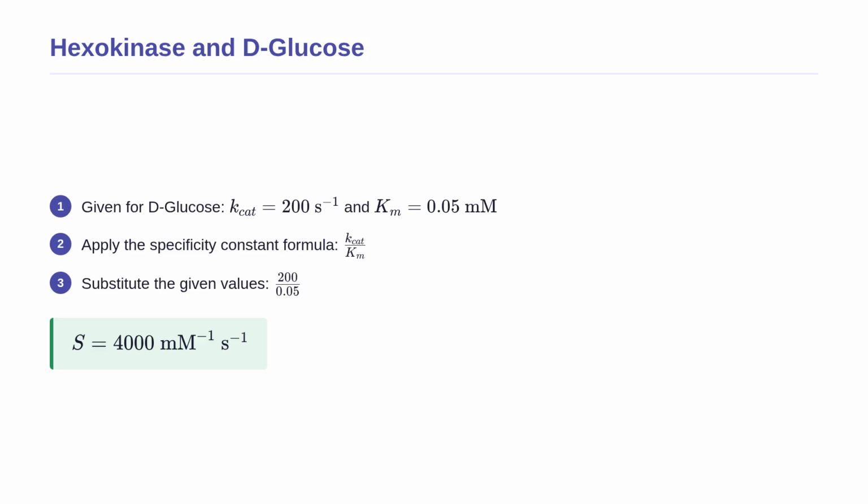We substitute our values, dividing 200 by 0.05. This gives us a final answer of 4,000. This large number tells us that hexokinase binds to D-glucose very tightly and processes it very quickly. This value of 4,000 will serve as our baseline for comparison in the next steps.